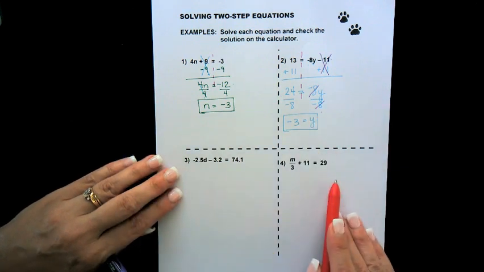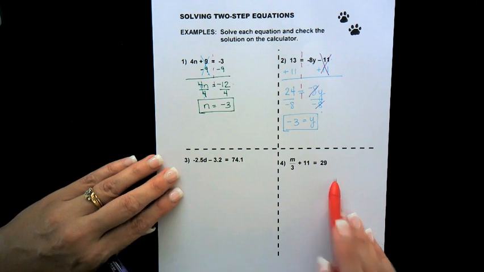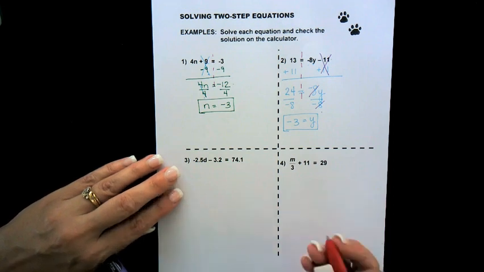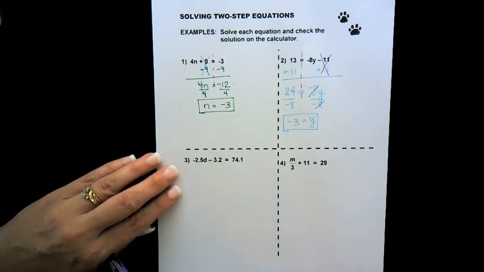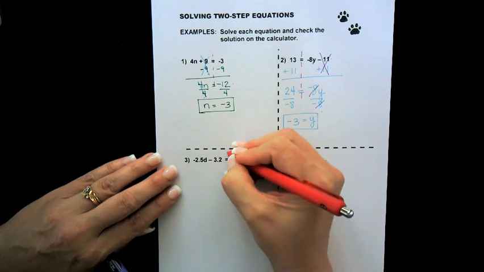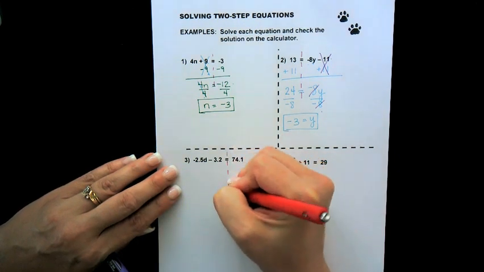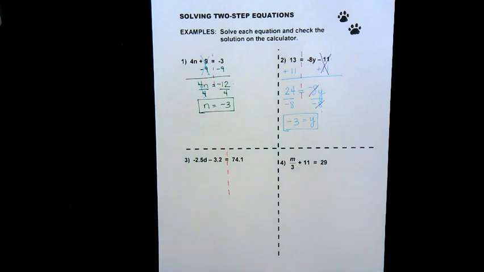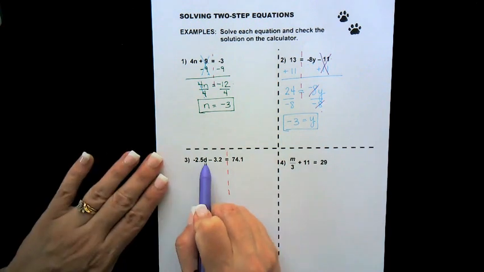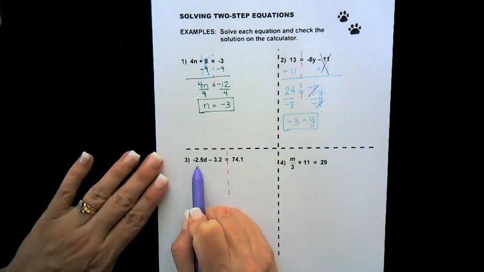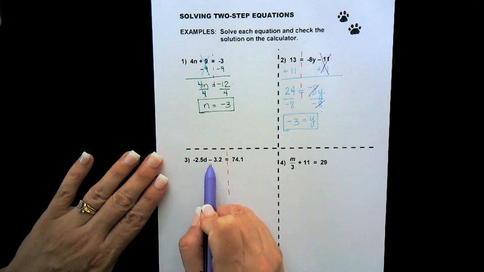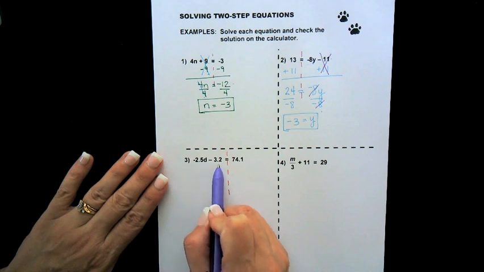So if you're following along, taking great notes, just know that I'm doing this intentionally: I'm gradually getting more difficult. So let's put our imaginary line here. Look at our variable, ask ourselves what's happening to it. It's being multiplied by negative 2.5, being subtracted by 3.2. So we're going to take care of this subtraction first.